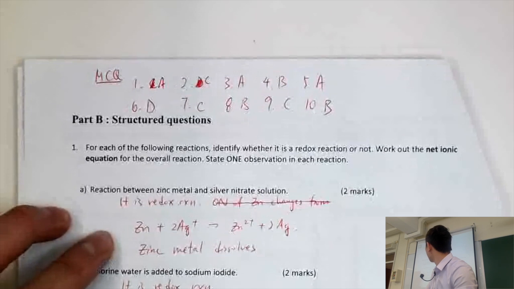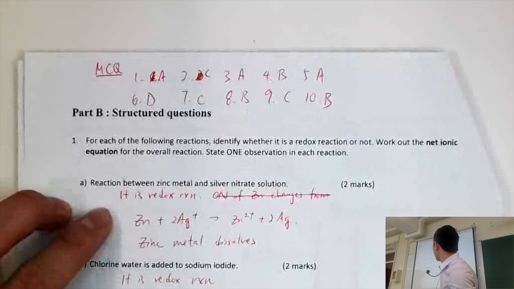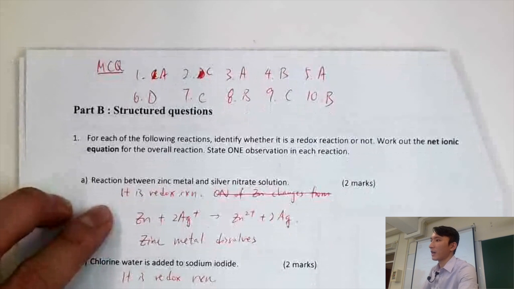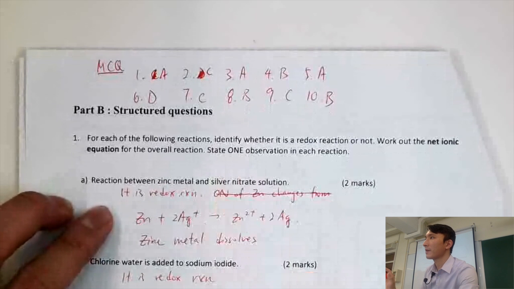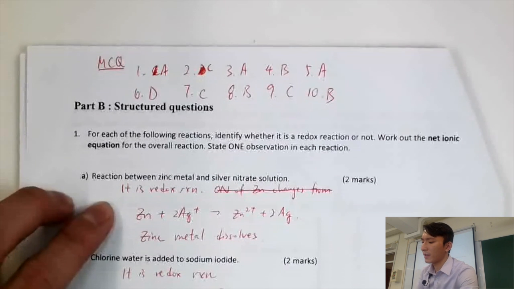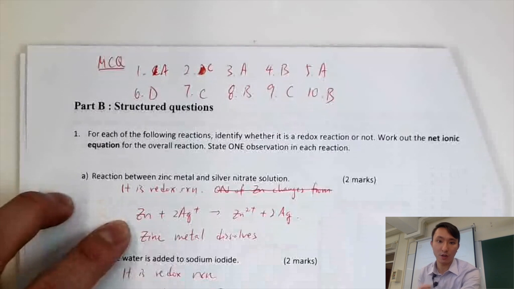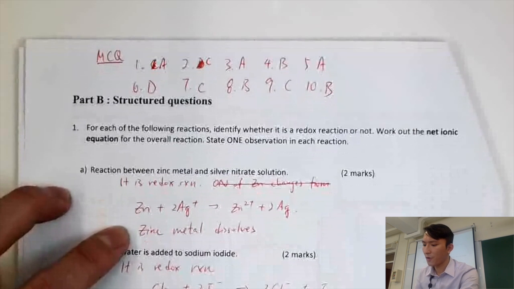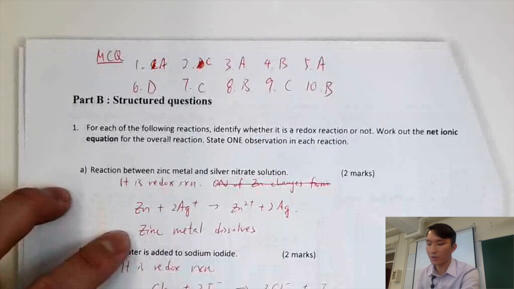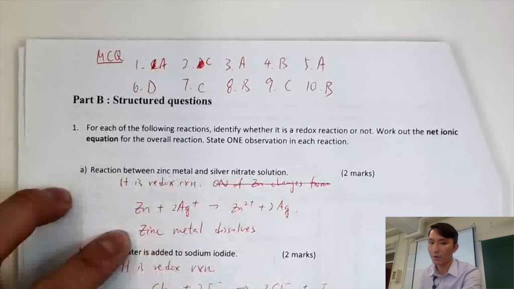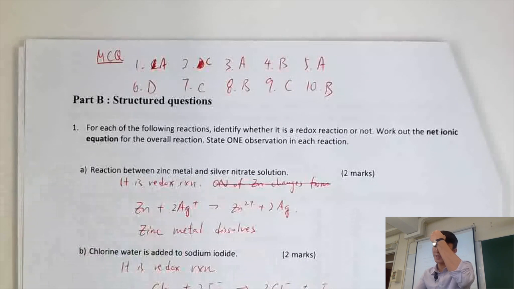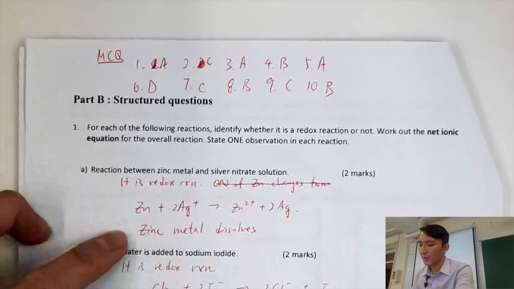Now the first one is, actually, whether they are redox reactions, all of them are redox reactions. Identify, so no need to explain. So net ionic equation, the first one, just a displacement reaction, should not be a problem. For observation, you can say zinc metal dissolves because I already mentioned here zinc metal. Or you can say, well, if you say silvery metal dissolves, also okay. Silvery solid dissolves, also okay.